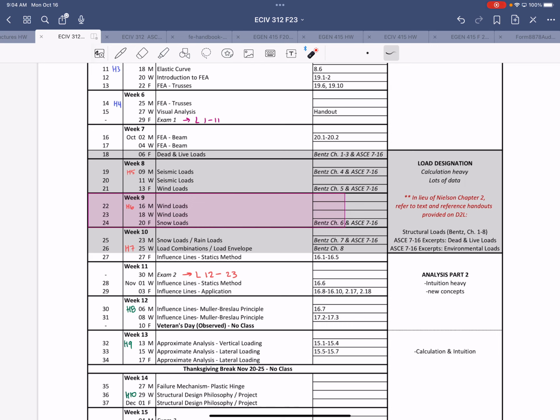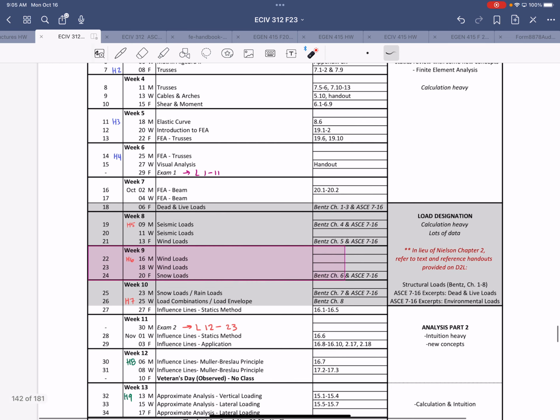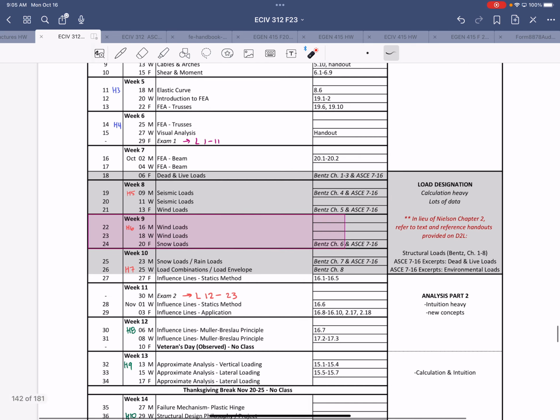Exam 2, I anticipate will cover lectures 12 through 23. So 12, let's see. Yeah, that's right. So this is where the first exam ended, lecture 11. So lecture 12 was the beginning of finite element analysis. All right, so exam 2 will cover finite element analysis, and then dead and live loads, seismic loads, and wind loads. All right, so homework 7 covers dead and live loads, seismic loads, and wind loads.